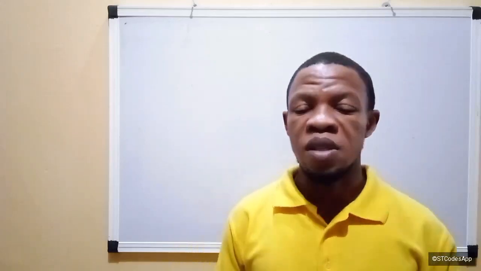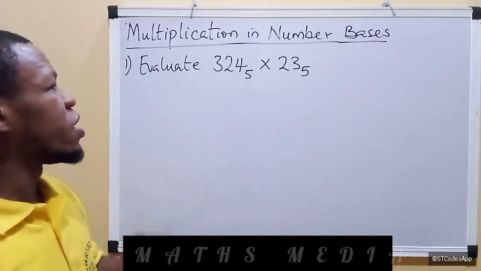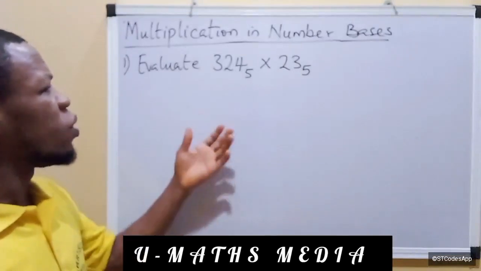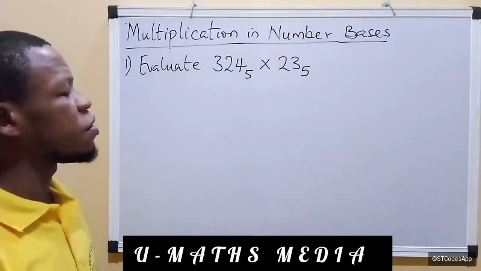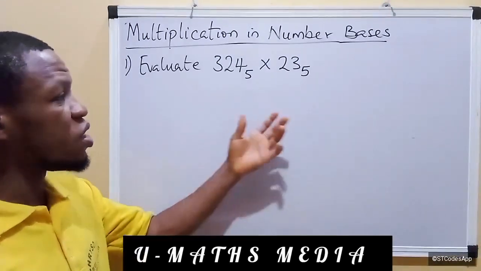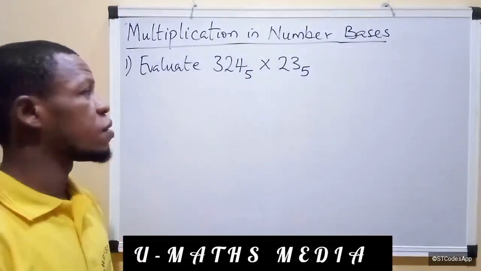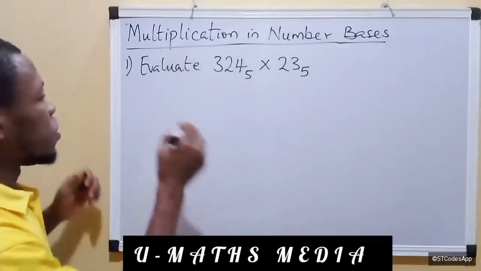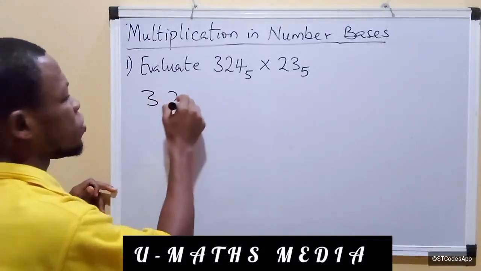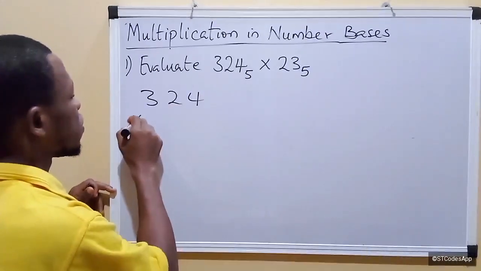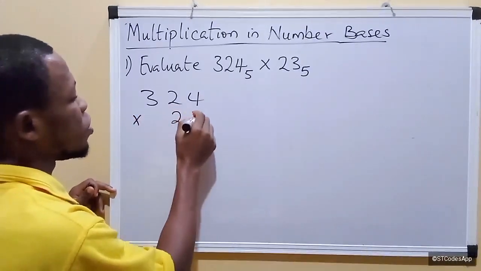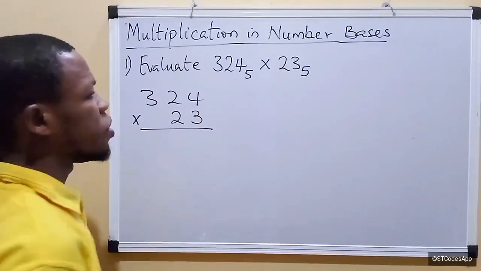Let's go right into today's class. This is the first example we'll be looking at for today. Evaluate 324 in base 5 times 23 in base 5. So we have 324 times 23 in base 5.